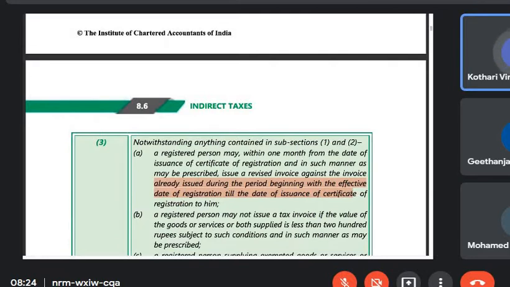So what they are saying is, from the date he becomes liable to register till the date he receives the certificate of registration, whatever invoice he has issued as a normal person, invoice without GST, only those invoices can be covered by issuing a revised invoice against the invoice already issued, for the period beginning from the effective date of registration till the date of issuance of the certificate of registration to him.